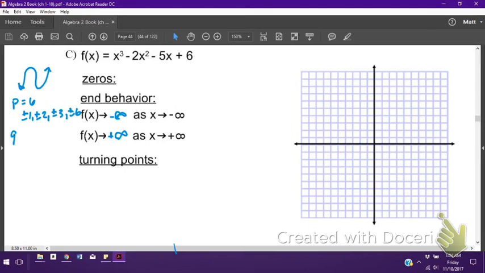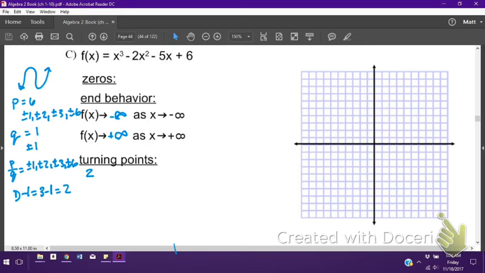I know that my leading coefficient was again 1, so I get plus minus 1. So that means my p over q is basically plus minus 1, plus minus 2, I guess I should say in order, plus minus 3, plus minus 6. Now my turning point is my degree minus 1, and that was the degree of 3 minus 1, so that's equal to 2. So I have 2 turning points.